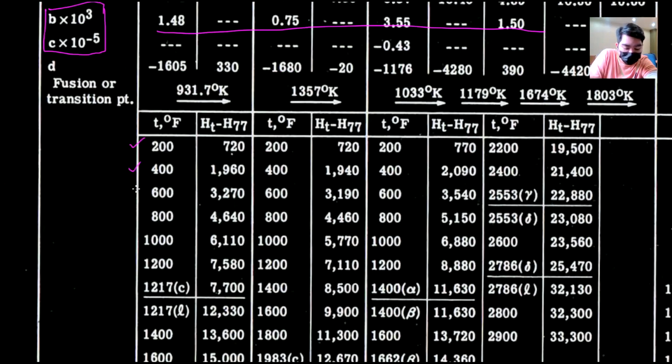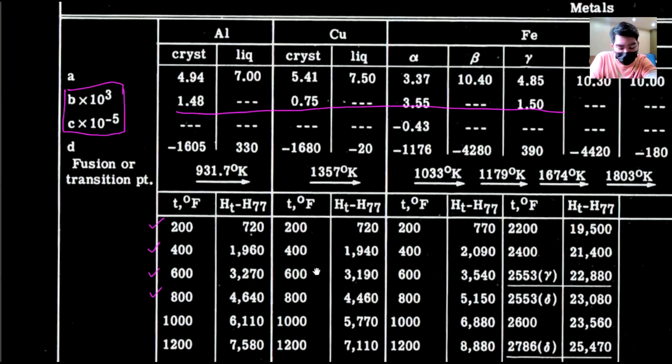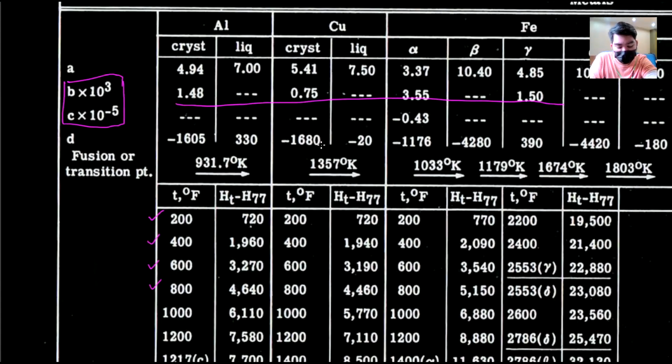So meron siyang 200, 400, 600, 800. So sometimes, kunwari, yung tinanong sa problem is, what is the delta H of formation of your sample or your metal at a particular temperature, let's say 400. 400, then actually, ito na siya, di ba? So this is the delta H na of formation ng aluminum at 400. Ito siya.